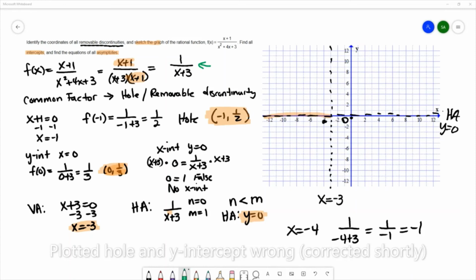As I plotted that last point, I just noticed a mistake that I made in plotting the y-intercept and that hole or removable discontinuity. If we take a look at the ordered pair for the y-intercept, it's (0, +1/3), and yet I drew that point for the y-intercept below the x-axis. So I've plotted that point in the wrong spot. Let me correct that. I'm going to erase that y-intercept and move it to be above.